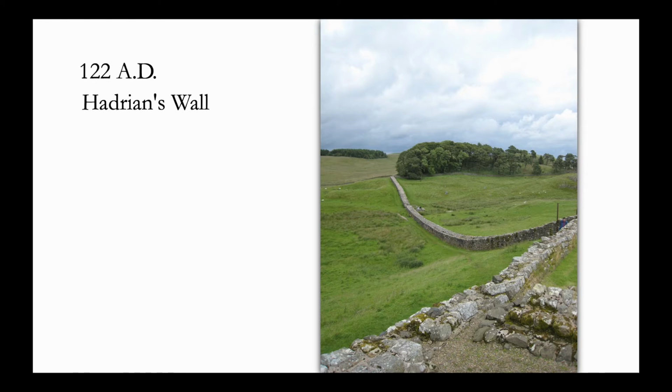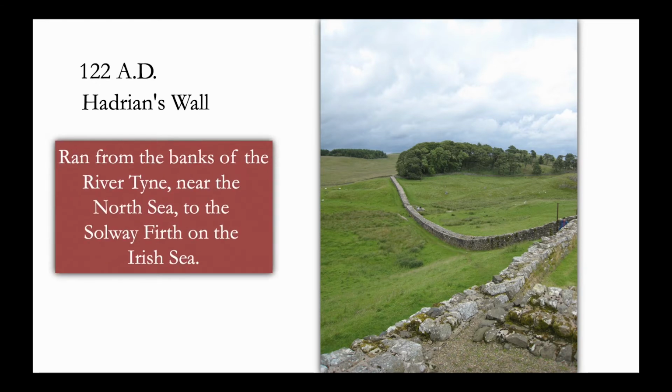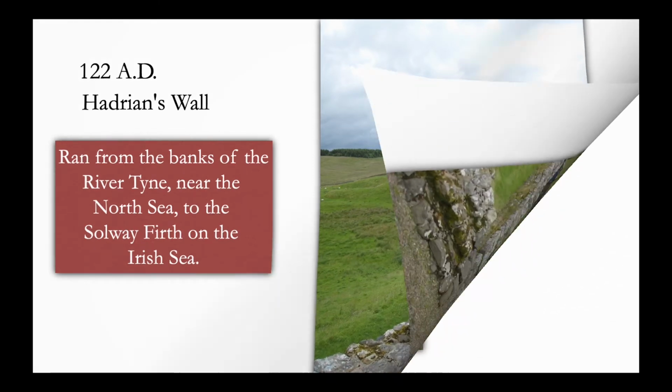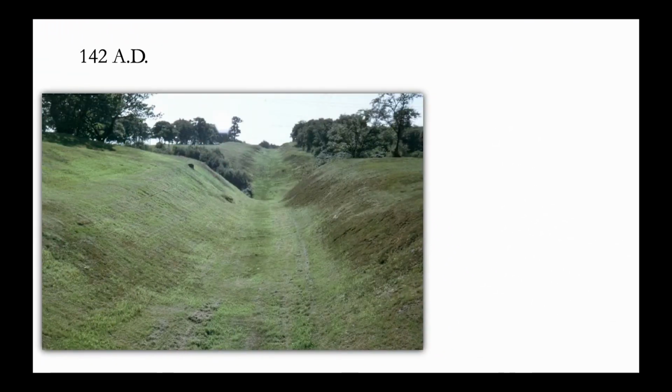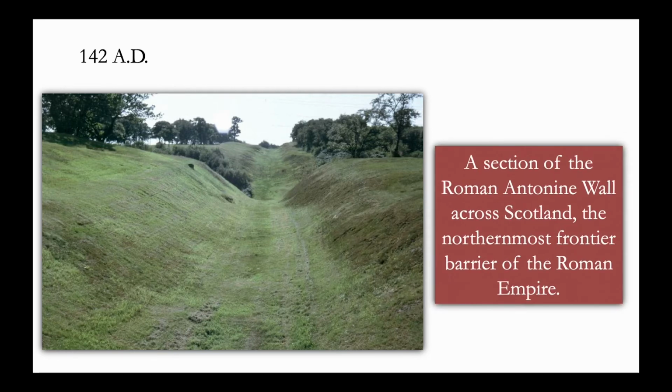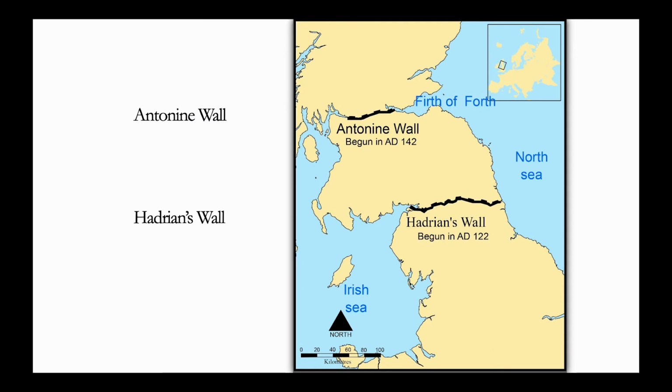The Romans built a defensive wall from the banks of the River Tyne near the North Sea to the Solway Firth on the Irish Sea. After extending their control over more of the Scottish land area, the Romans built a second fortification called the Antonine Wall. This marked the northernmost frontier of the Roman Empire in Britain. This map shows the extent of the two Roman walls or fortifications.